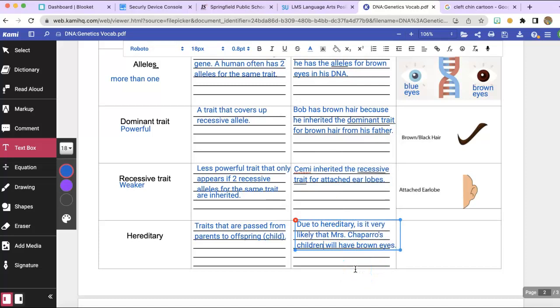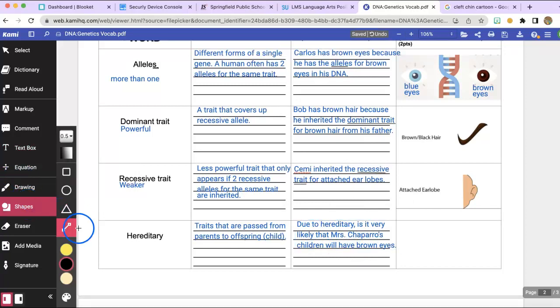And guess what, friends? They all have brown eyes. Both my husband and I have brown eyes. It is a very slim chance that they would have any other color but brown. We both have brown. Now, are there blue eyes in my family? I think green for sure. But are there blue eyes in my husband's family? Yeah. His grandmother had blue eyes. So, due to heredity, it is very likely that Mrs. Chaparro's children will have brown eyes.